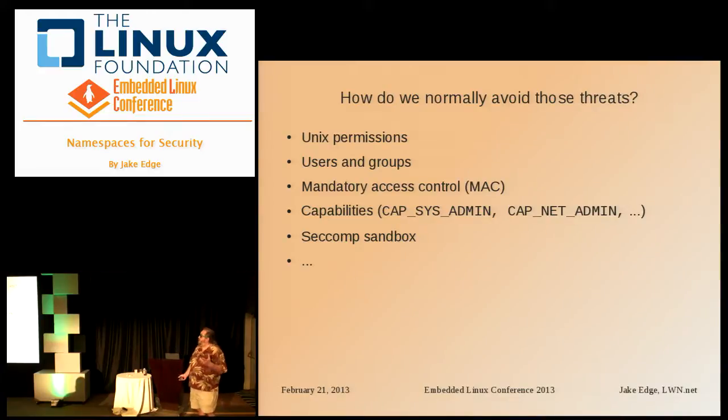Starting with the Unix permission model, users and groups, and the ability to not allow certain users to access certain sets of files, then we go up. That's the discretionary access control, is what that's called, because users can decide what permissions to put on their files. Unlike the mandatory access control, which is things like SELinux and SMACK, which the administrator gets to decide what the permissions on files are. But that's sort of another step up in terms of protection.